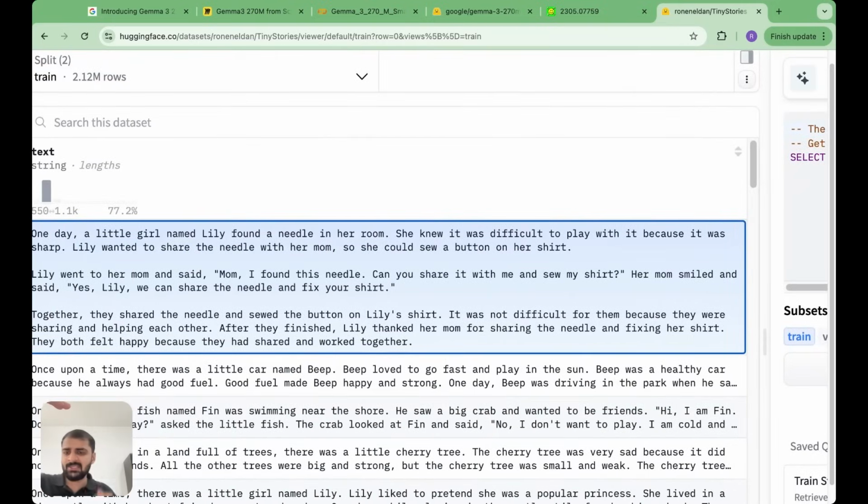There will be 2 million such stories, and all the stories will be such that 3 to 4 year old kids can understand. The beauty of this data set is that it's specific, but it also contains enough for the model to understand the nuances of the English language. Because even for a 3 to 4 year old to construct stories, you need to make sure the grammar is proper, you have a lot of words in your vocabulary, and so on and so forth. So this is the data set which we are going to use.